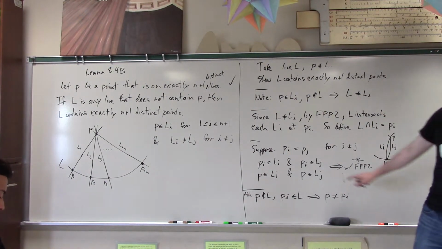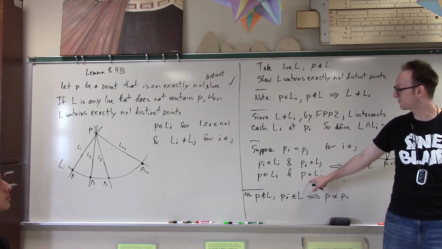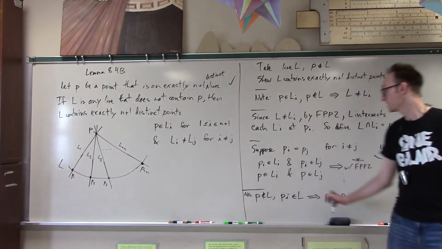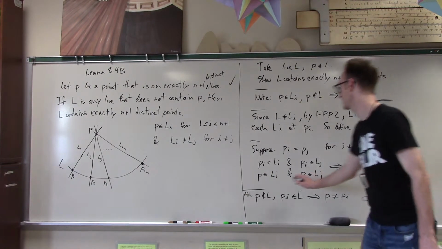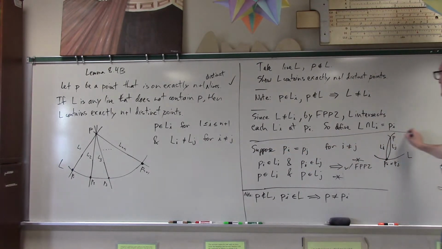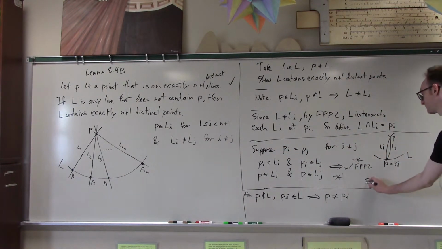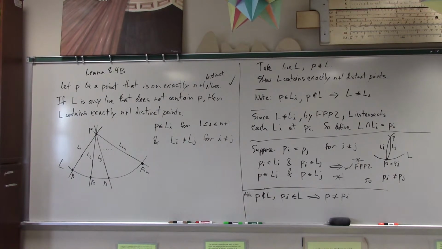The distinct lines being Li and Lj, which are distinct by assumption, intersecting at the distinct points P and P sub i, because we showed that. So this is a contradiction, and that means that this supposition which we made is false. So, in fact, Pi does not equal Pj. And now we have shown that these n+1 points on L are distinct.